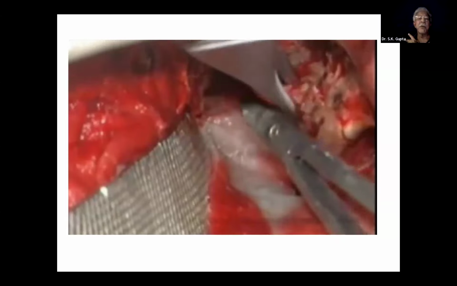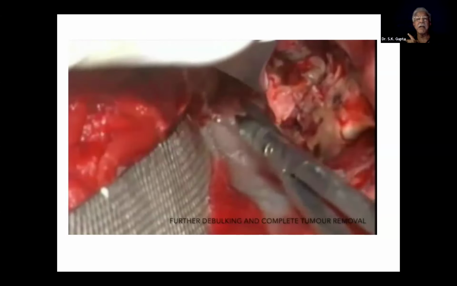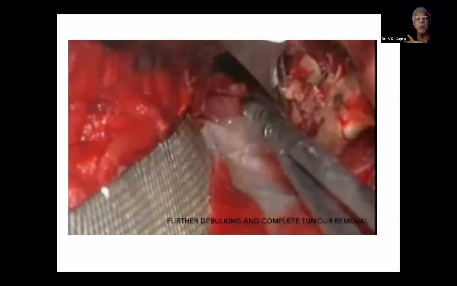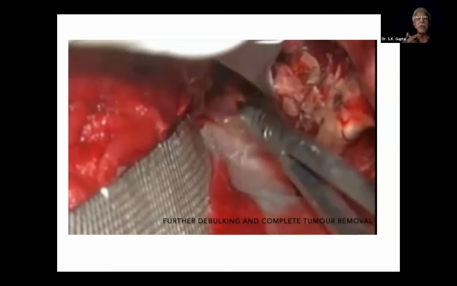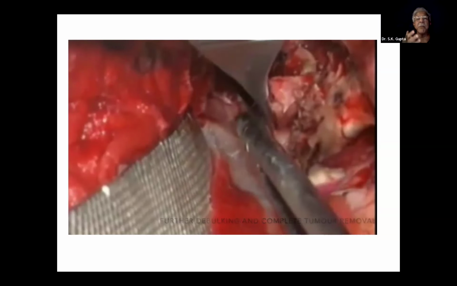So we are doing further intratumoral decompression. At this stage, I have to take a call whether to go ahead with petrosectomy or not. If the tumor is coming by itself and is under vision, I don't do a petrosectomy. But if the tumor is fibrous and not coming in my view, then I do anterior petrosectomy.